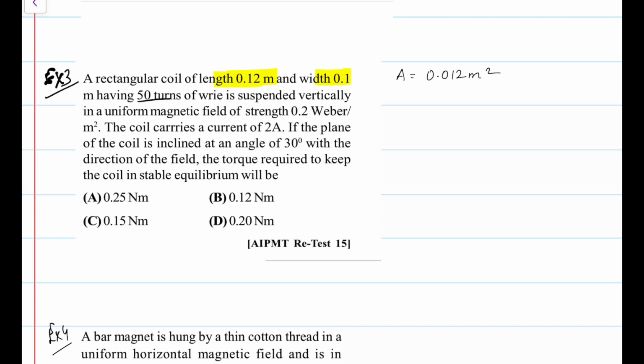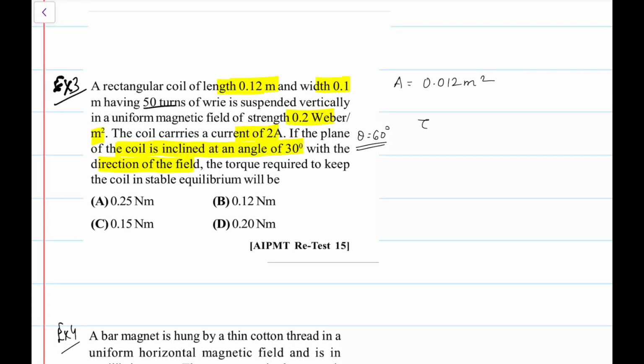Having 50 turns, number of turns is given, suspended vertically in uniform field of strength 0.2 Weber per meter square, coil's current is given. If the plane of the coil is at an angle 30 degree with the direction of the field, remember the plane is at an angle 30 degree, that means the normal to the plane, or the direction of the mu vector or m vector, which is normal to the plane. So here our theta that we use will be 60 degree between the normal and that field.